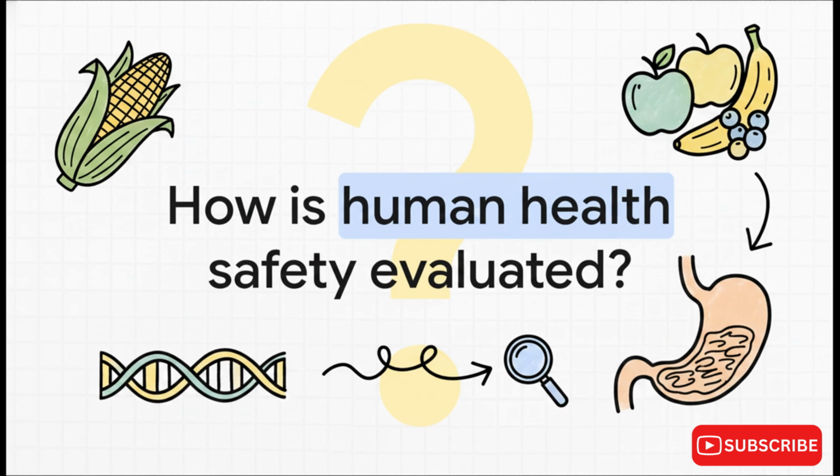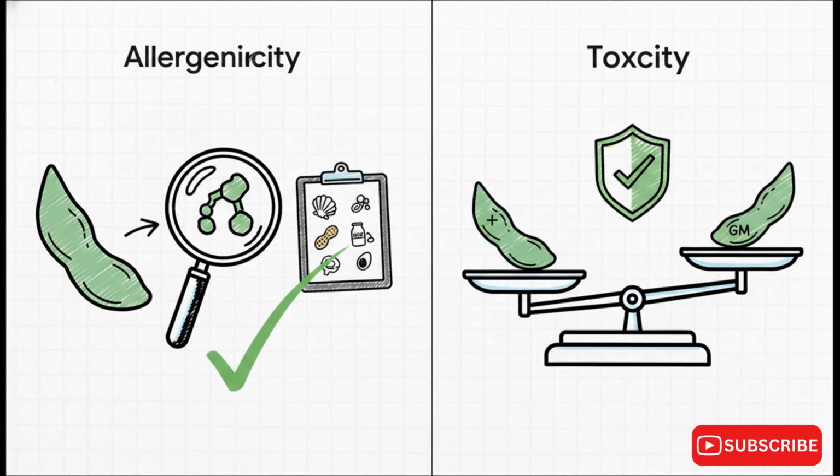And of course, the other side of the coin is human health. It's incredibly important to make sure that any food made from a genetically modified crop is just as safe to eat as its conventional counterpart. The safety assessments here also focus on two main points. First is something called allergenicity. Scientists run very detailed tests to make sure that any new protein in the food doesn't have the characteristics of a known allergen. And second is toxicity, which involves careful analysis to confirm that the food is safe and wholesome.